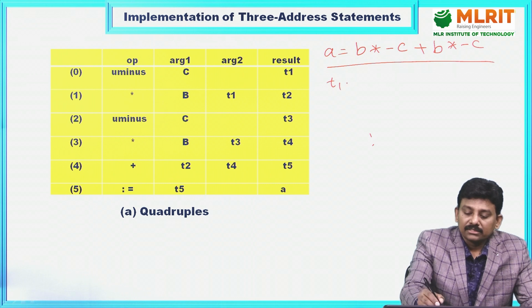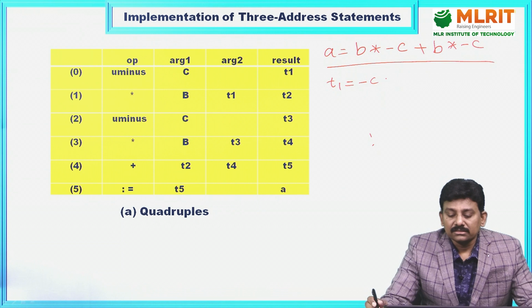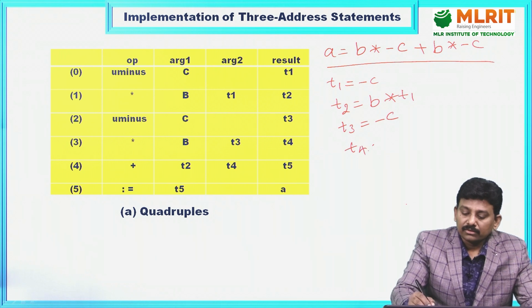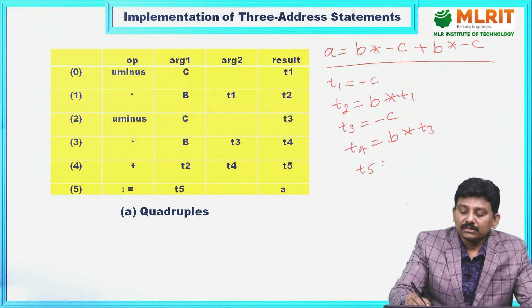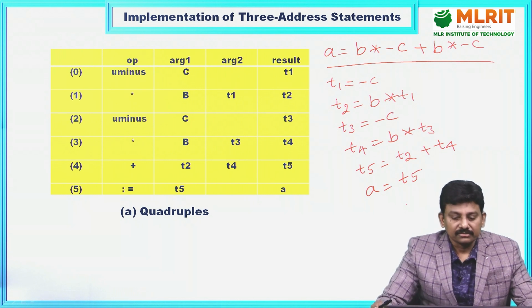Take T1 as a temporary variable, assign minus C, that is unary minus C, to T1. T2 is B * T1. T3 is minus C, unary minus C. T4 is B * T3. T5 is T2 + T4. A is equal to T5.